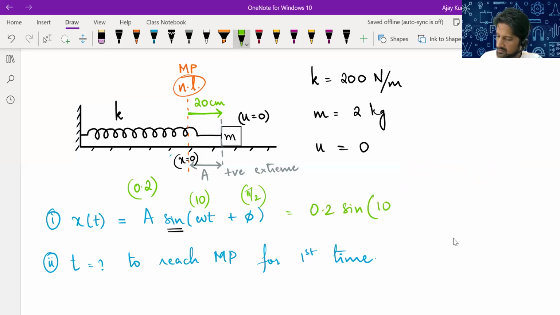Sine omega is 10, so 10t plus pi by 2. Okay. Next, the time taken to reach the mean position for the first time. This we had solved yesterday also.